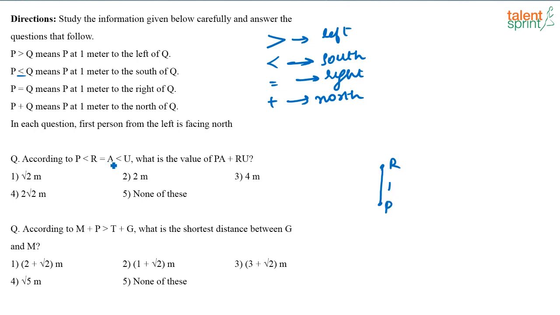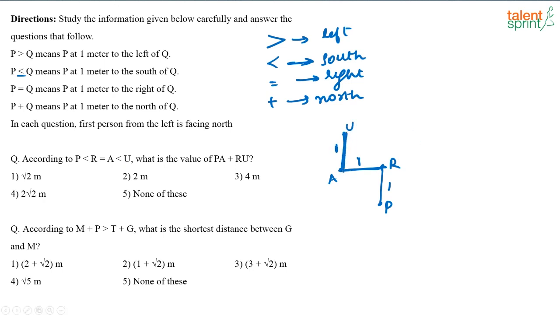R is equal to A. Equal to means right. Right? So what does that mean? R is 1 meter to the right of A. So R is 1 meter to the right of A means if this is A, 1 meter to the right of A is R. Then A less than U. Less than again means south. So A is 1 meter to the south of U. So if this is A, A is 1 meter to the south of U.